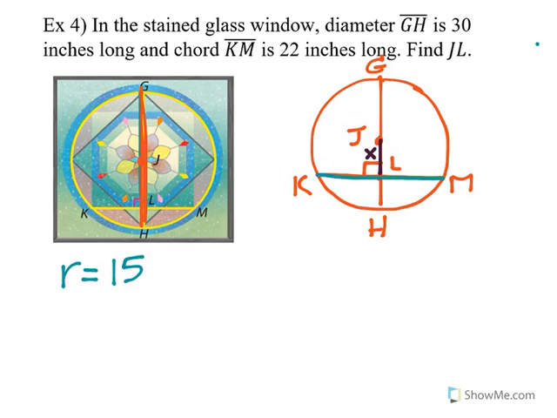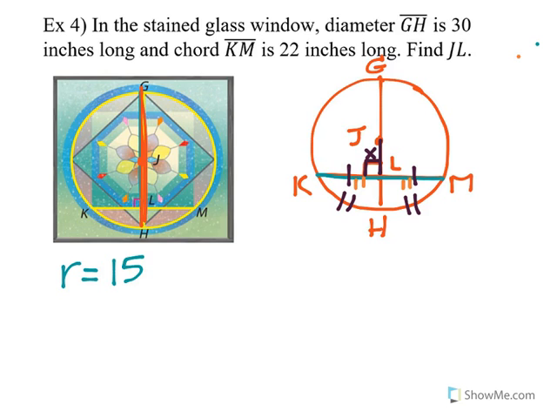What do we know? We know that the diameter, GH, is 30, but it's also perpendicular to my chord. Judging by the last theorem, that tells me that those two pieces, KL is congruent to LM, the chord is bisected, and the arcs are congruent. Okay? So what else do we know? We know that KM is 22 inches long, which tells me each piece is 11. If they're congruent, each piece is half of 22, or 11.